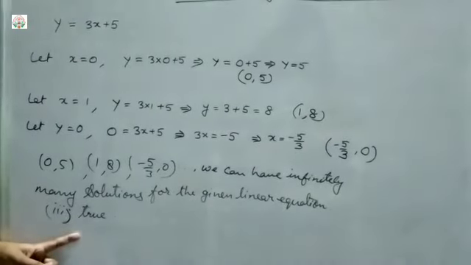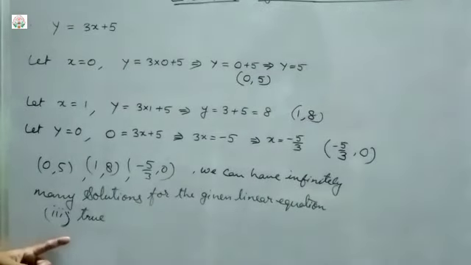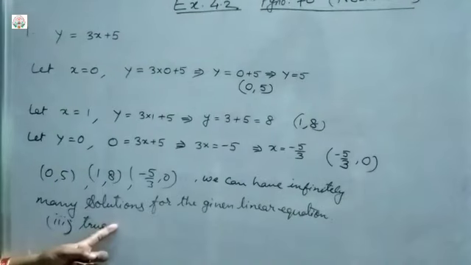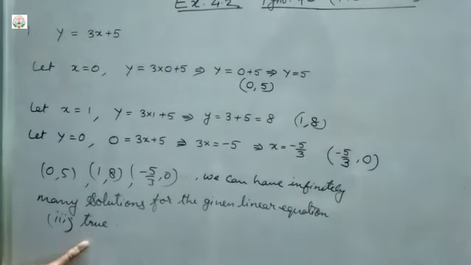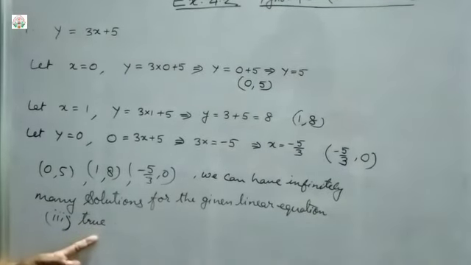Did you understand? Because there is a question, you have to give the answer for why. So why? Because we have 3 solutions for the given linear equation. That is why condition 3 is true. Okay, or option 3 is true. Clear? Good.